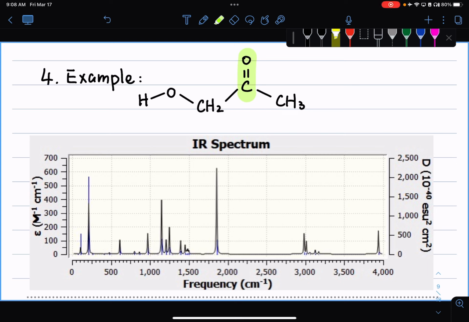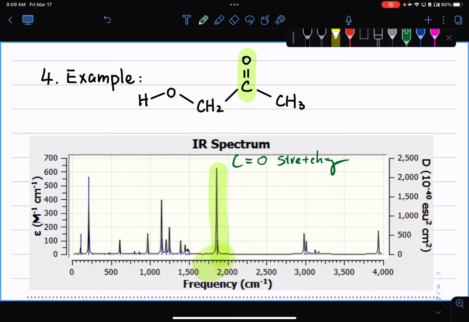Let's use this carbonyl group here, or the CO double bond. If we read the table, we expect the CO double bond to be in the frequency range of 1820 to 1630. So 1820 to 1630, that's about that area. What we have is this large peak here with very high absorption intensity. We expect that to be our CO double bond stretching.